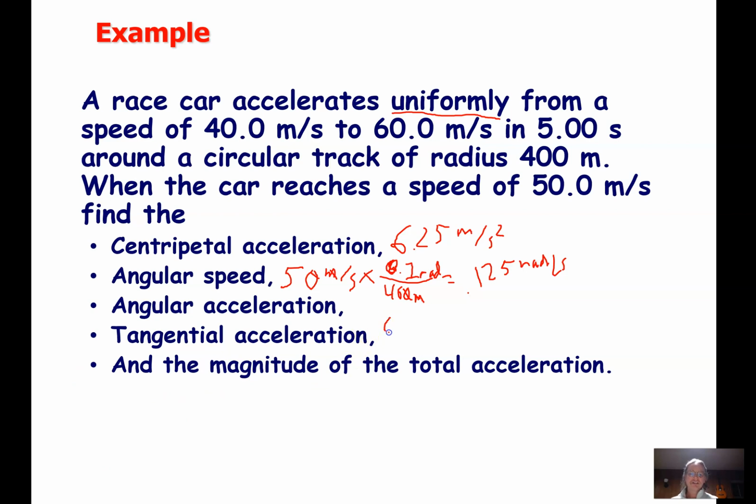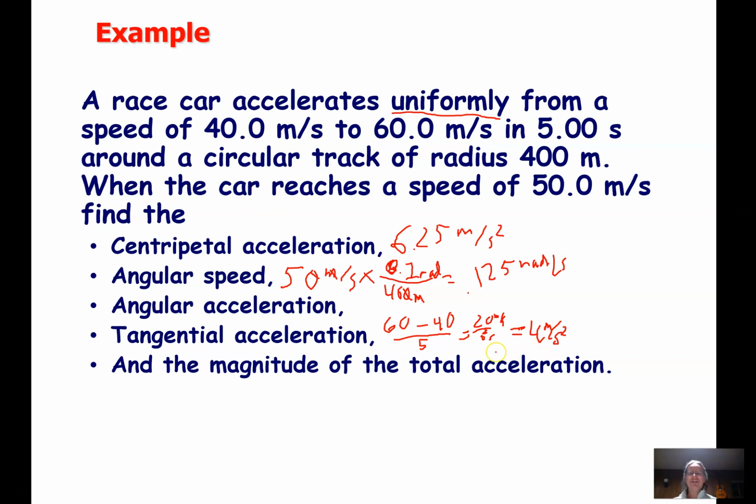So that is 60 minus 40, and that's in meters per second. And that's all divided by the time of 5 seconds to do that. So that, of course, is 20 divided by 5. Now remember, this is 20 meters per second over here, divided by 5 seconds. So that is an answer of 4 meters per second squared. So every second it gets 4 meters per second faster.